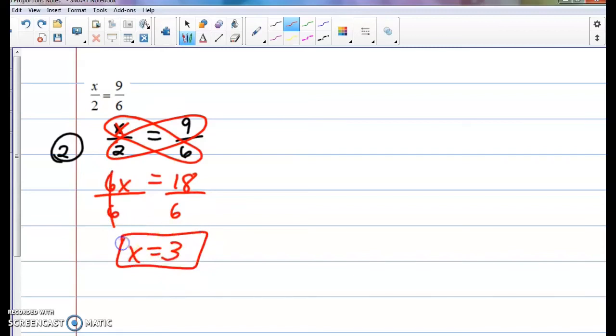And for this one, let's do a real quick check and just plug in 3 here. So 3 over 2 can't reduce. You can say 9 over 6 can reduce to 3 over 2, so that works. Or 3 divided by 2 is 1.5, and 9 divided by 6 is 1.5, so that checks.